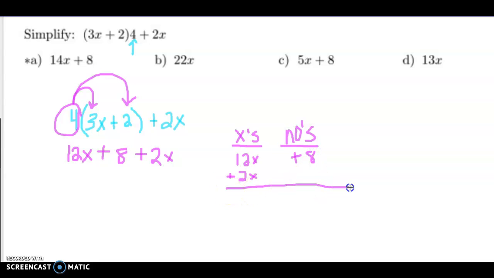Now I'm going to go ahead and combine those. 12x's plus 2 more x's are a total of 14x's. And I don't combine the positive 8 with anything, so I just bring it down. Plus 8. And here's my answer.